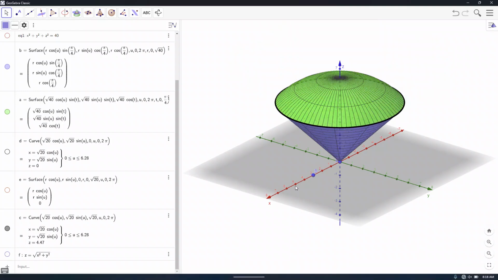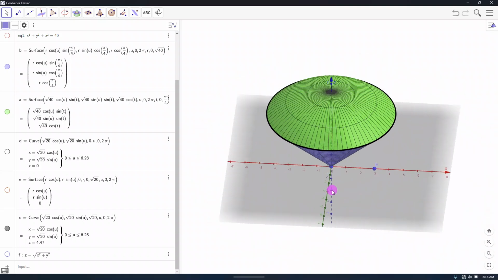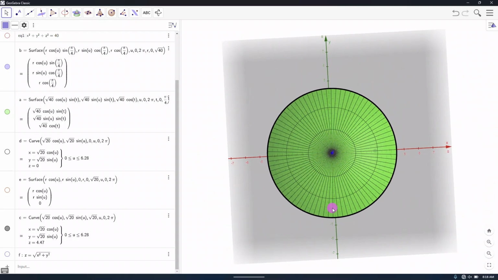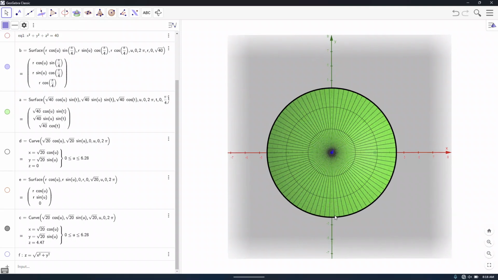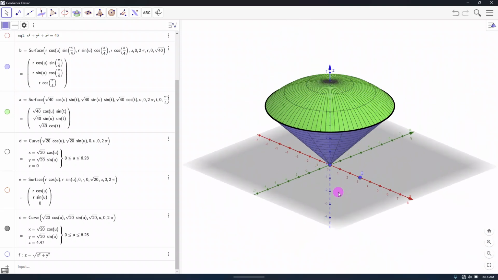Now, if I rotate this solid in a way that I can see the XY perspective, you'll see that the region of integration is a circle, right? It's a circle of radius, well, it's not clear to me here. It's not 4, it's somewhere between 4 and 5. Well, that's from the solid perspective.